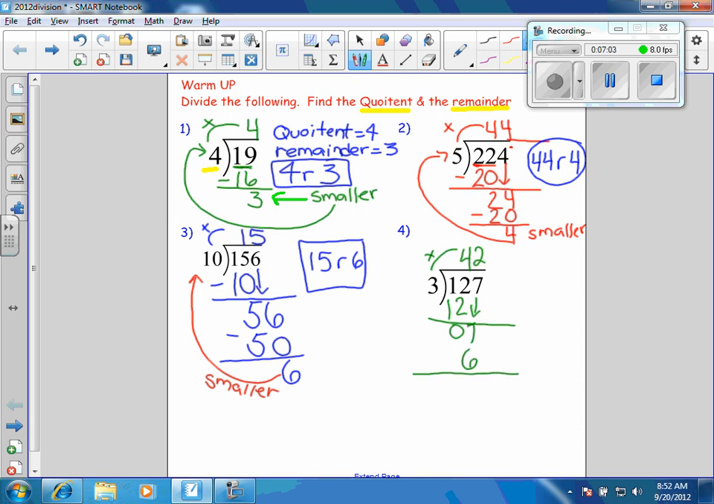Correct. 7 minus 6 is 1. So that's your remainder, right? It's your final answer? 42, remainder 1. Oops. You said it right. There you go. 42, remainder 1.